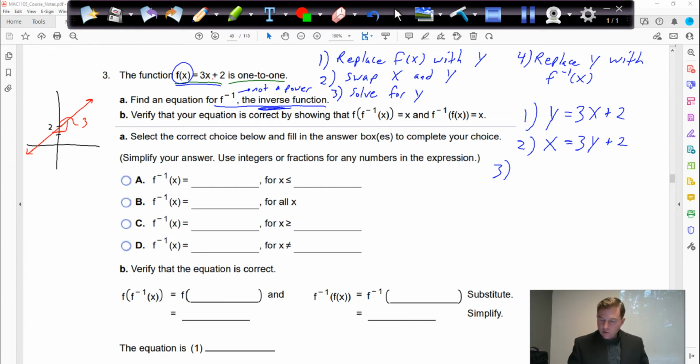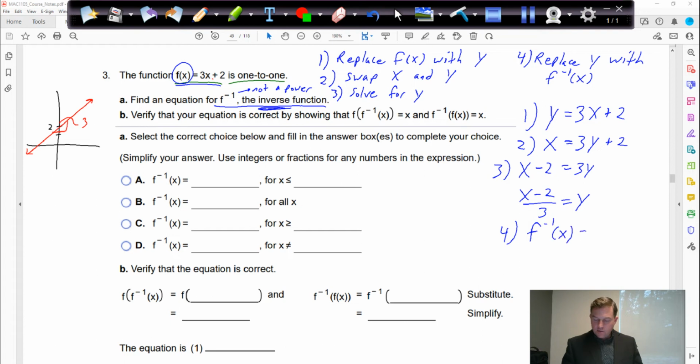So let's subtract 2 from both sides, so we're going to get x minus 2 equals 3y. The 2 on the right is now on the left, it became minus. And then we just have to divide everything by 3, so we get x minus 2 over 3 equals y. And then step 4 is to rewrite y, and I'm going to write it on the left side, not the right side, as f inverse of x. So the f inverse of x is x minus 2 over 3.